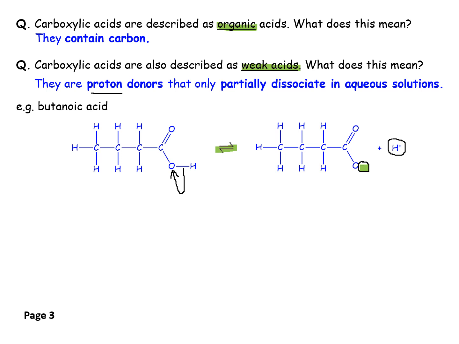Now, generically, that species on the right-hand side is called a carboxylate ion. It's an anion because it's negatively charged, with the C=O, O-. Specifically because it came from butanoic acid, we now call it the butanoate ion. So the oic acid has changed to oate ion.